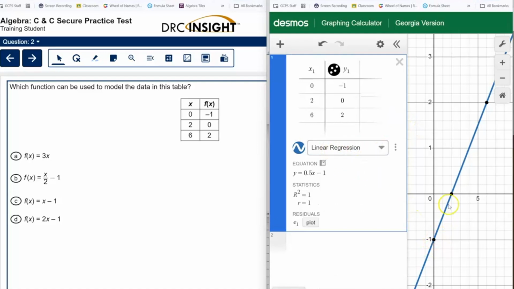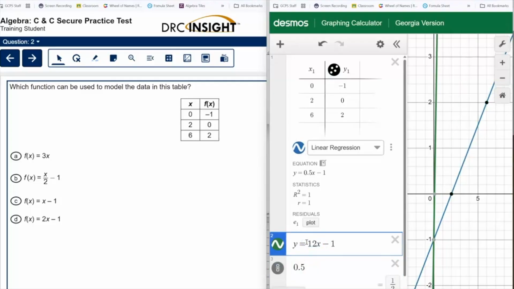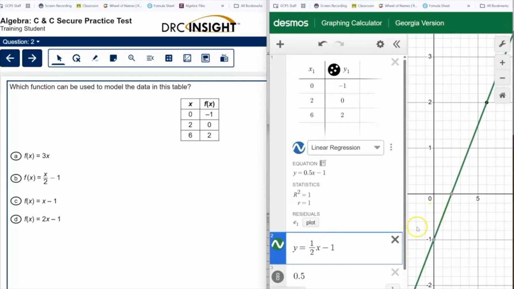I'm going to make sure that it perfectly goes through each point. That's why I hit zoom fit before I put in this answer. So this is my answer. I have a fraction, so I'm going to copy this in here real quick. I have 0.5, which is going to become, if I hit the fraction, 1/2. So my answer is 1 divided by 2. And I'm going to make sure it matches, and that's what I pick.